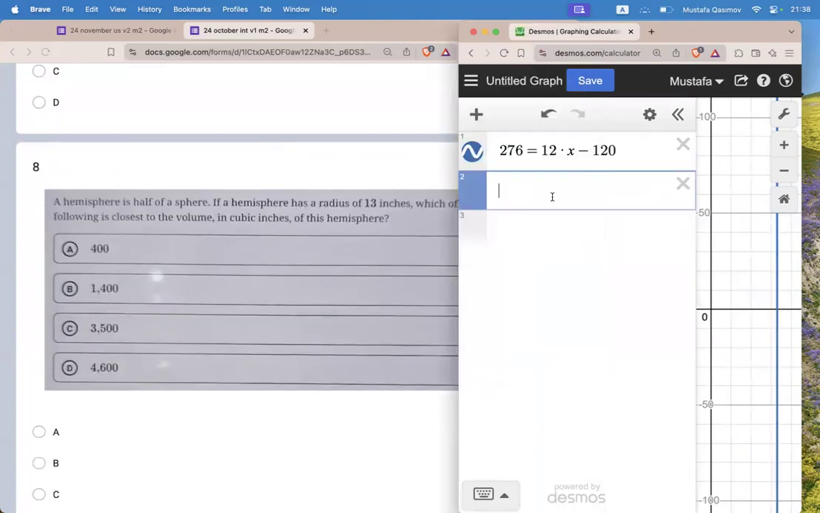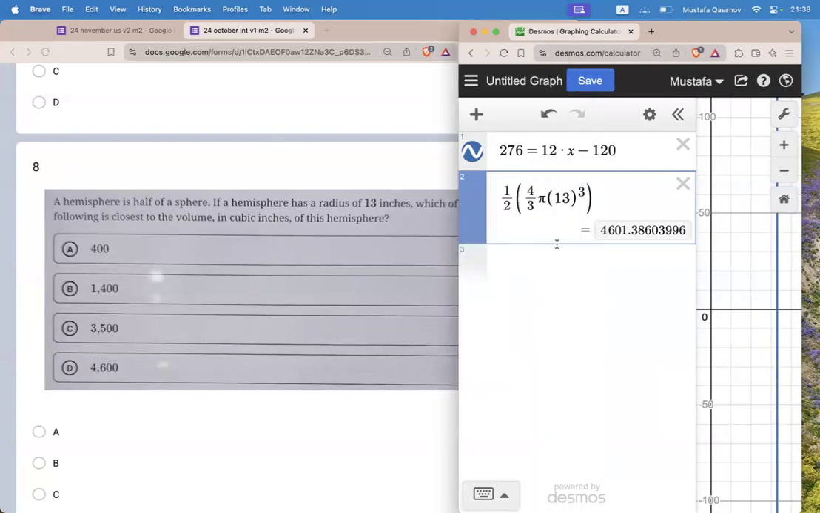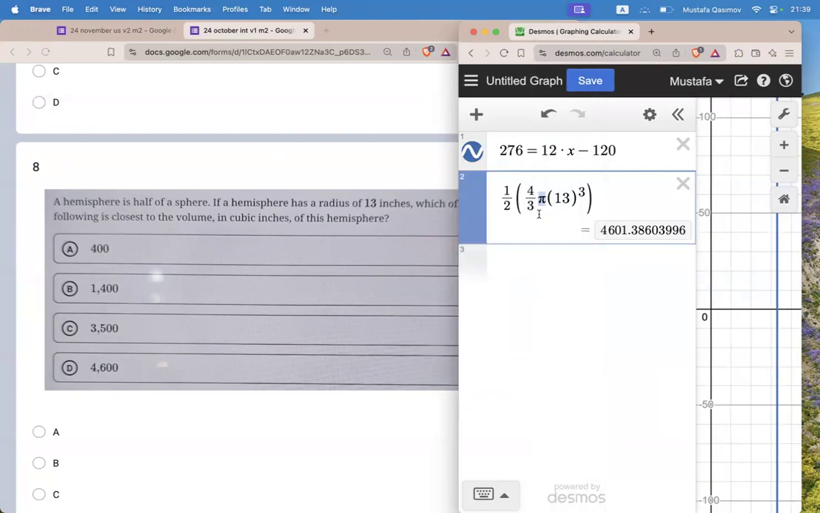Hemisphere means that it is 1 over 2 multiplied by 4 over 3 pi r cubed. And it says that the radius is equal to a certain value. Then right here, put the certain value, you will get 4,600. So the answer is D. Don't forget pi here. Sometimes it asks like this: the volume of the hemisphere is equal to K pi. What's the value of K? Then you don't need to write pi here.